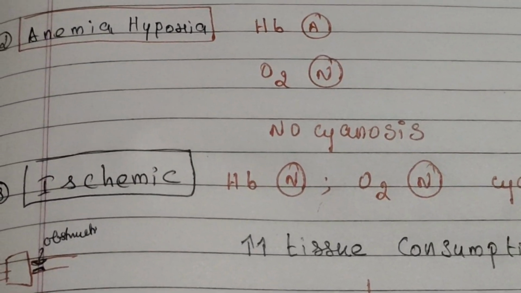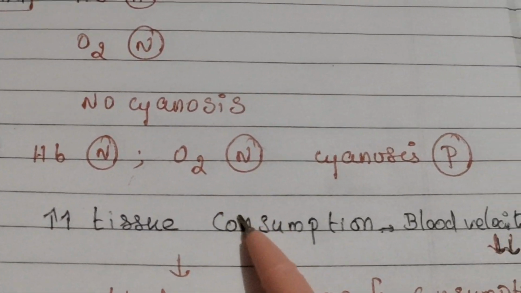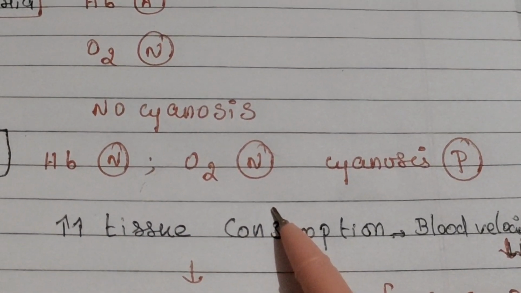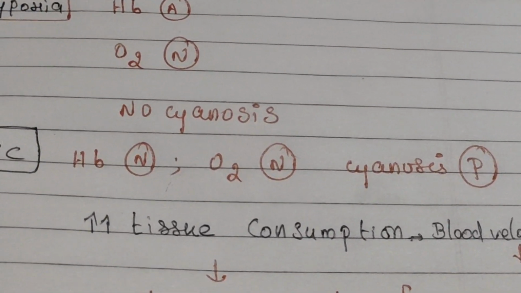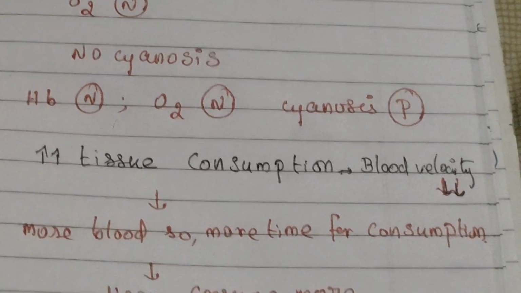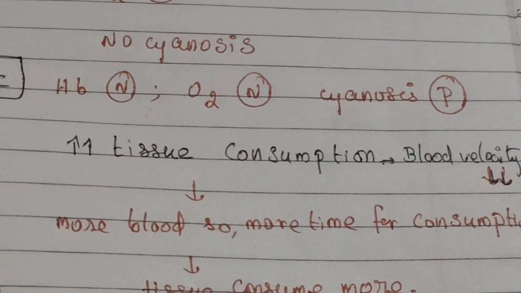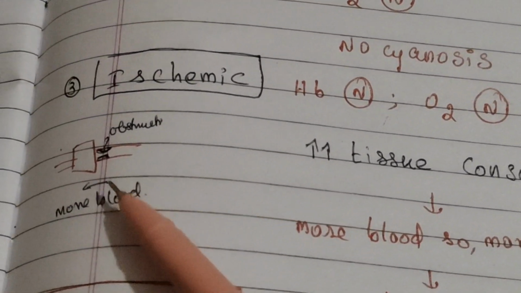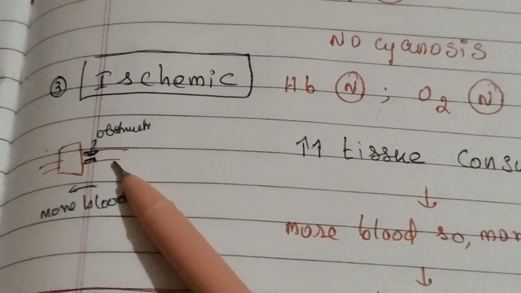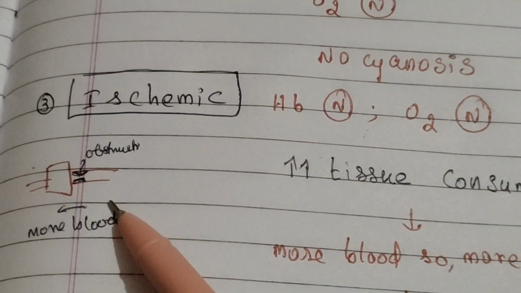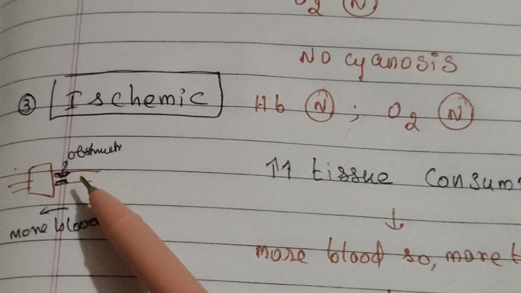Third one is ischemic hypoxia condition. Here hemoglobin is normal, oxygen is also normal, but still we can see cyanosis because there is increased tissue consumption. And what is tissue consumption? Suppose this is the tissue, and these are the blood vessels coming in and going out. So here there is obstruction.